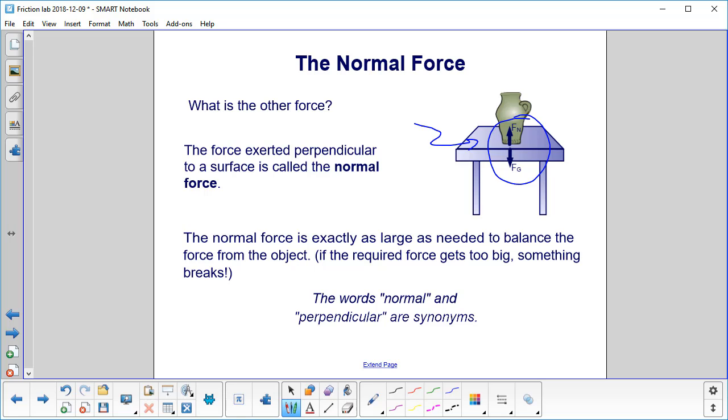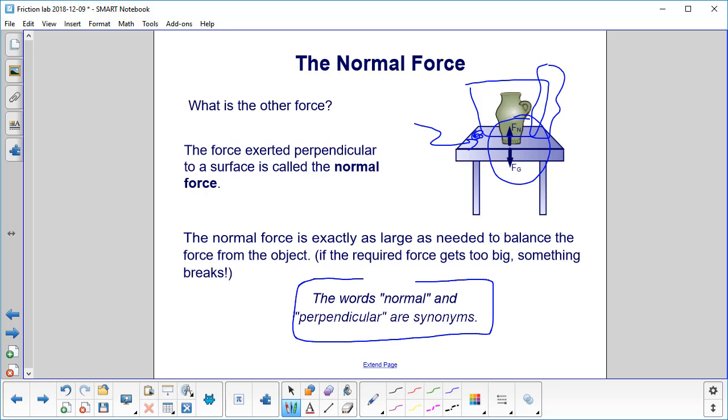Now the normal force is exactly as large as needed to balance the force from the object. So if I put a heavier vase here, the normal force will increase. If I just put a little pebble here, the normal force will decrease. However, if the required normal force is too big, for example, if I put a 2-ton block here, something breaks. The table will break. The table cannot generate enough normal force to hold up a 2-ton block. So, the words normal and perpendicular are synonyms. They mean the same thing. And perhaps you saw that in your math class. Normal and perpendicular.